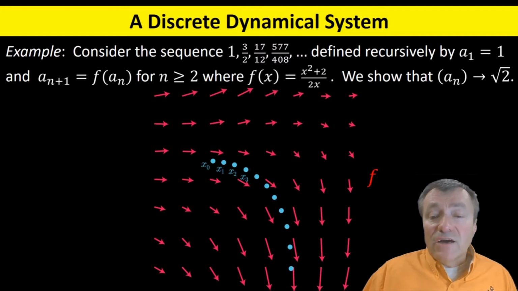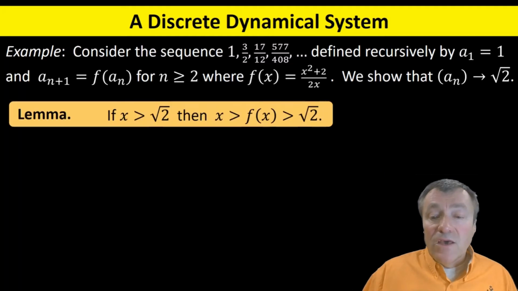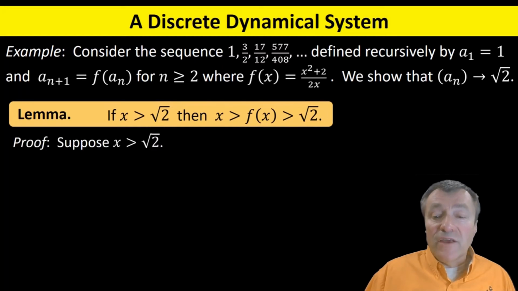If we keep track of the continuous path of a particle like this, it will be also a kind of dynamical system. But because we're iterating the function at integer time steps rather than a continuous time, the dynamical system is really just a sequence defined by iterating a function f. Our goal in this video is to show that the sequence defined by this iteration converges to square root of 2. And for the main part of our argument, we'll need this lemma, which I'll prove now.